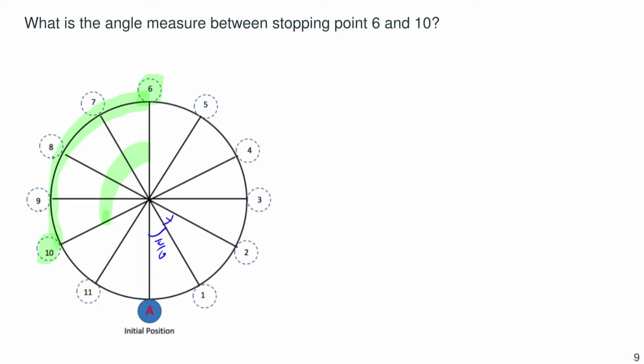We know that each space is pi over 6. So we have 1, 2, 3, 4. We just do pi over 6 times 4, which is 4 pi over 6, which is 2 pi over 3. So between stopping point 6 and stopping point 10, the angle measure is 2 pi over 3 radian. And that also means from the initial position to 4 is also 2 pi over 3, since we have 4 equal spaces. So just 4 times pi over 6.